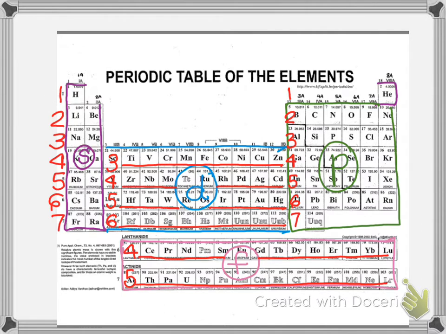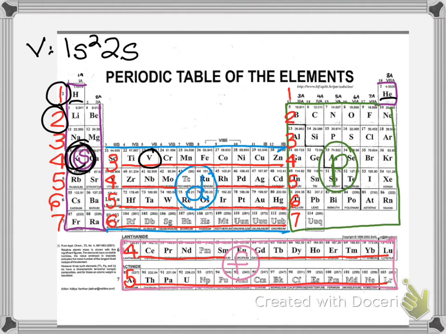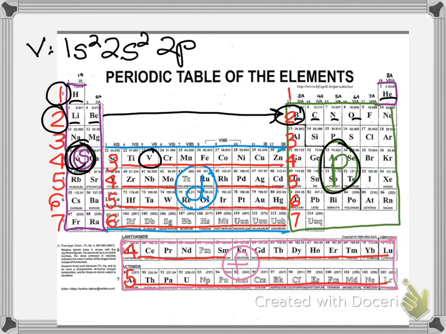Okay, so let's try one more. Let's try vanadium down here. So, it's a transition metal. We're going to start the same, 1. Then we're in S, and then I count 1, 2. Then I go to the second level, 2. I'm in S, and I count 1, 2. Then I go across, 2, P, and then I count 1, 2, 3, 4, 5, 6.